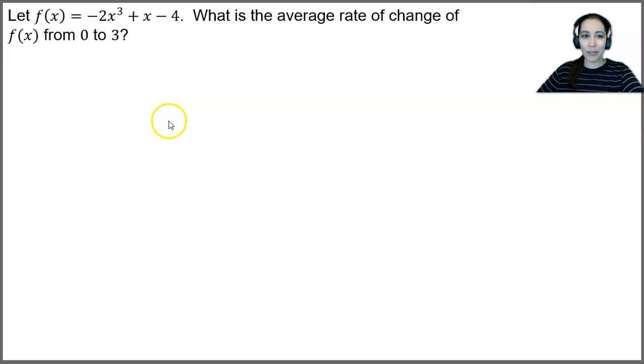Let f of x equal negative 2x cubed plus x minus 4. What is the average rate of change of f of x from 0 to 3?